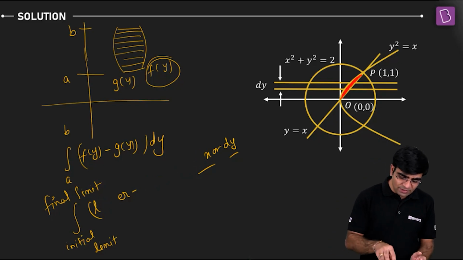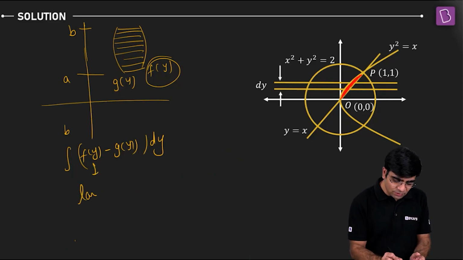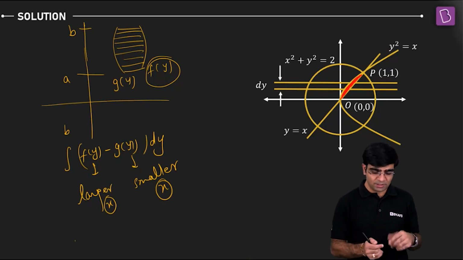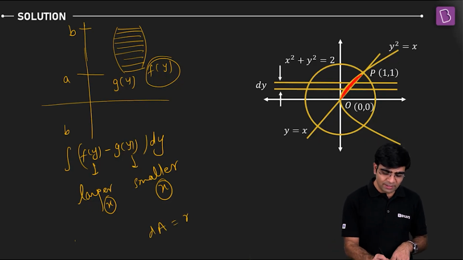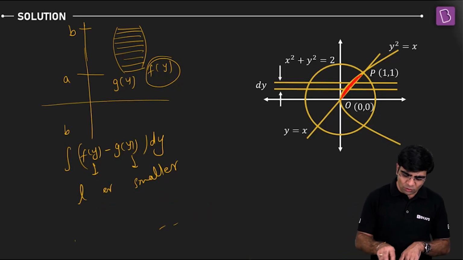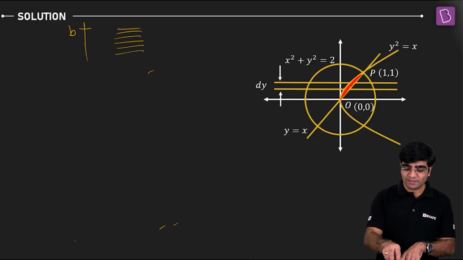So if I put it in this way, can you see this here? This one, f of y, actually has the larger x. So this is with the larger x and this is with the smaller x, when I do the comparison of f of y and g of y, because the differential area was nothing but x dy. Are you getting that idea? The same logic is also applicable with respect to the x-axis, if I want to calculate it.